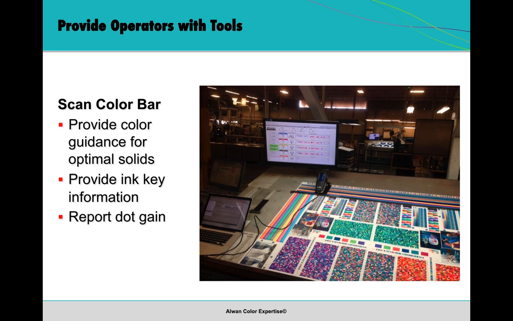But the make-ready improvement by using an eXact, just in this manual mode of hand scanning the color bar, which for 28 inches is about a 15-second process. So you scan that color bar. It gives you real-time feedback on whether or not you're going too fast or too slow. The data feeds into the Alwan Print Standardizer, shows you the ink key information, shows you whether or not your solids are at the right color. It can record dot gain and G7 information if you put it in your color bar. And immediately the operator knows what to do.